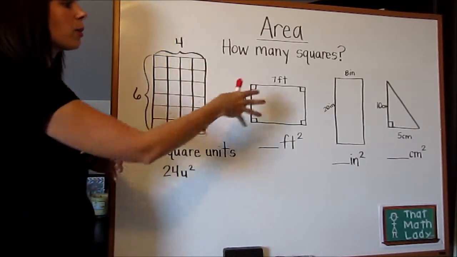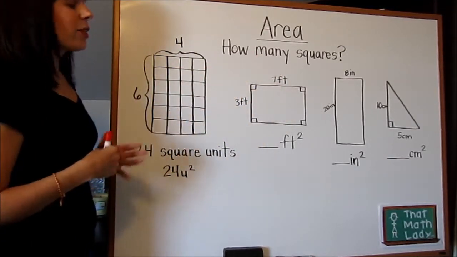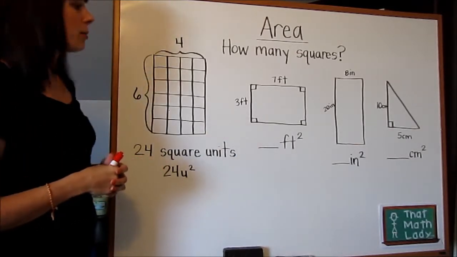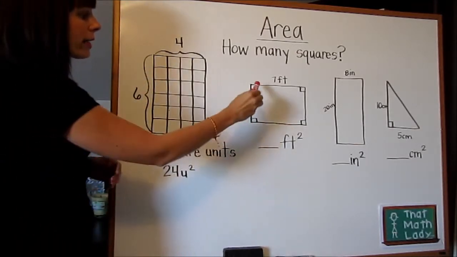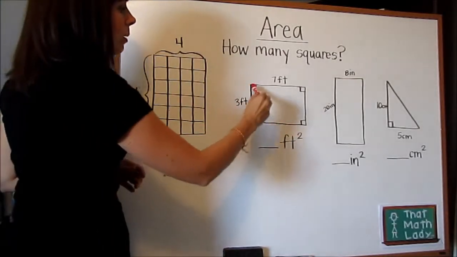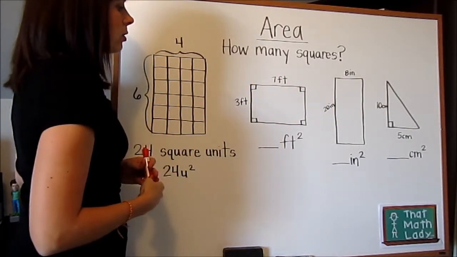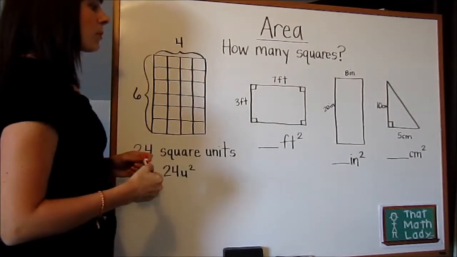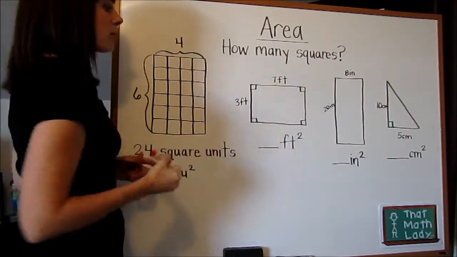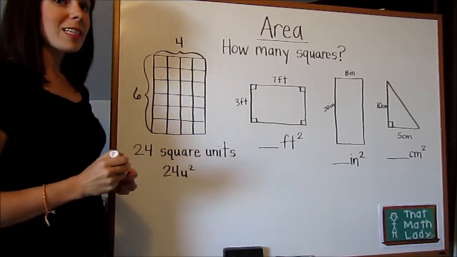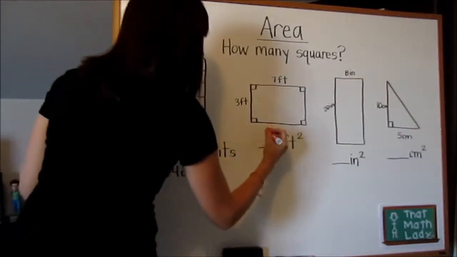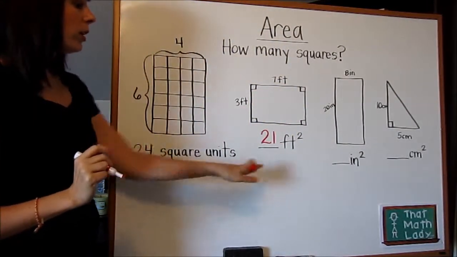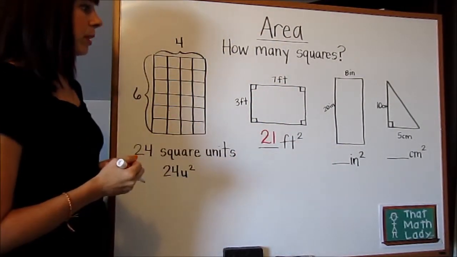Let's go ahead and do a couple other examples. At this time you can pause the video and try them on your own, or you can continue to follow along with me. Right here we have a rectangle that's 3 feet by 7 feet. So to find the area of that rectangle, how many squares will fit inside of it, I'm going to multiply 3 times 7, and 3 times 7 is 21. So the area of this rectangle right here is 21 feet squared.